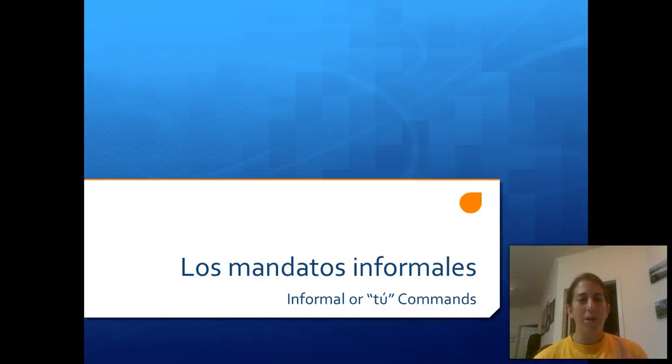Don't eat yellow snow. Go to school. Clean your room. Be nice. Those are all examples of commands, which is what we are going to focus on today. Those are really bad examples. All right. So today we're going to focus on informal or tú commands.